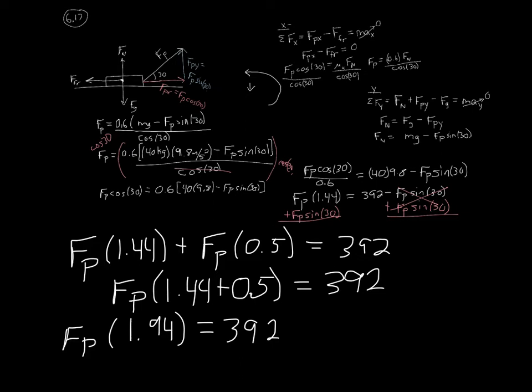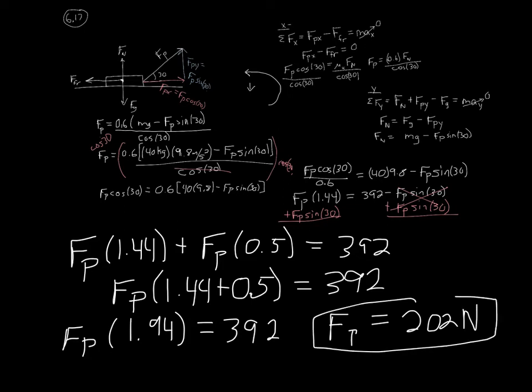How do I get FP by itself? Divide both sides by 1.94. Hopefully we can all do that. I'm not going to write that down. FP is now equal to, what's 392 divided by 1.94? 202 newtons. Okay, there it is, worked out in all the gory detail you could possibly want.